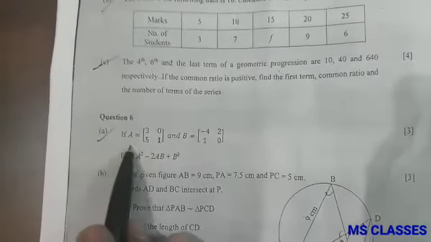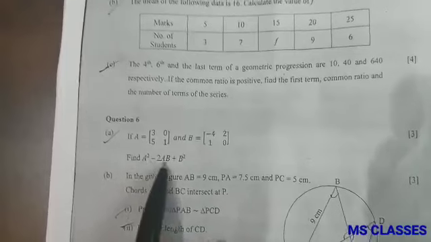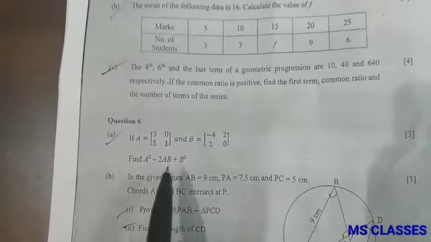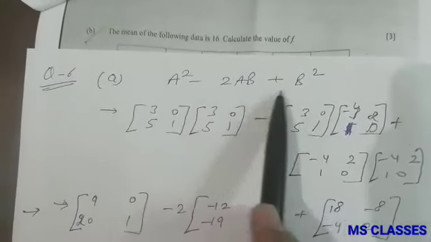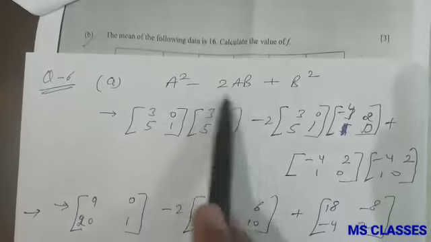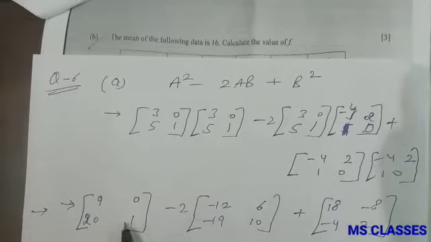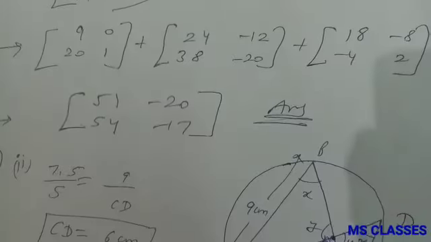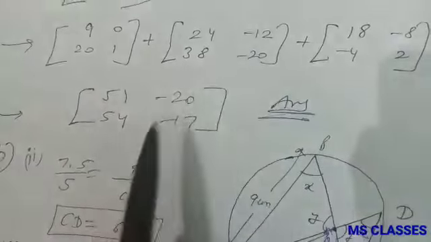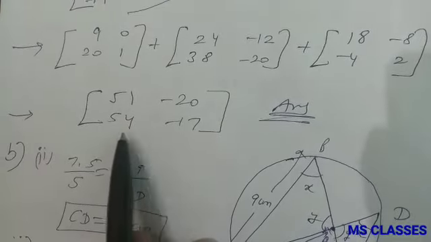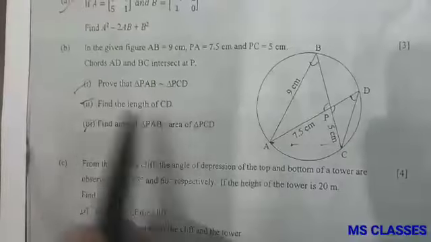Question 6 first, if A and B is given, find A square minus 2AB plus B square. A square minus 2AB plus B square. So A is given, AB is given, and B square is this. So if you solve, you get these values. So after solving this, we get 51 minus 20, 54 and minus 70.